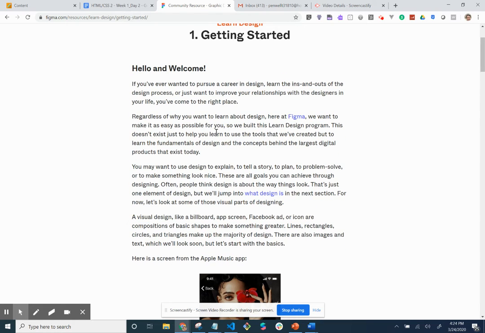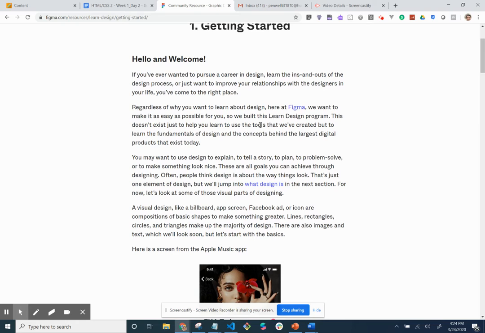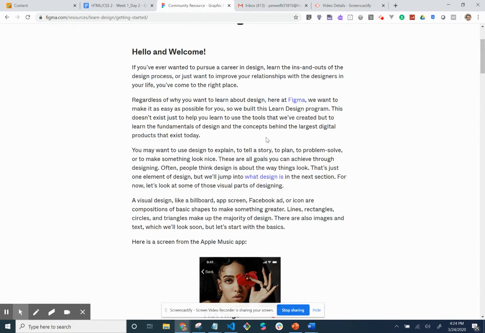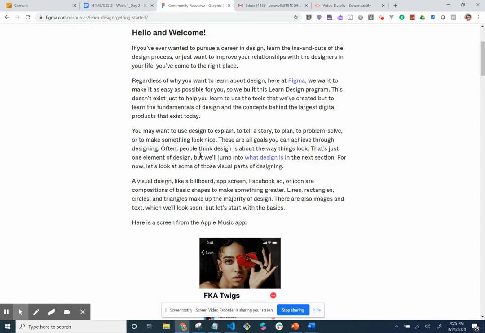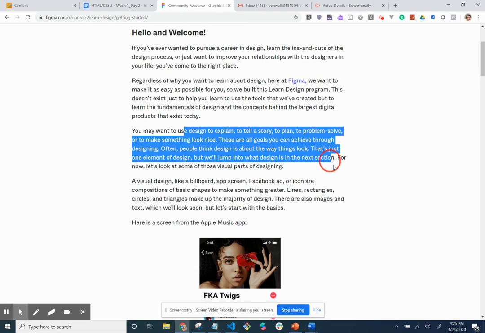So, regardless of why you want to learn design, at Figma, we want to make it as easy as possible for you. So we built a Learn Design program. It doesn't exist just to help you learn how to use the tools that they've created, but to learn the fundamentals of design and concepts behind the largest digital products that exist today. So you may want to use design to explain, to tell a story, to plan, to problem solve, or make something look nice. These are all goals that you can achieve through designing.